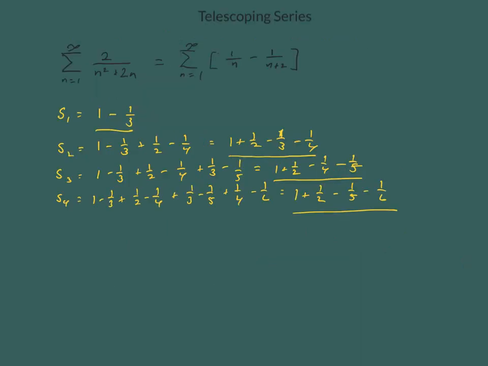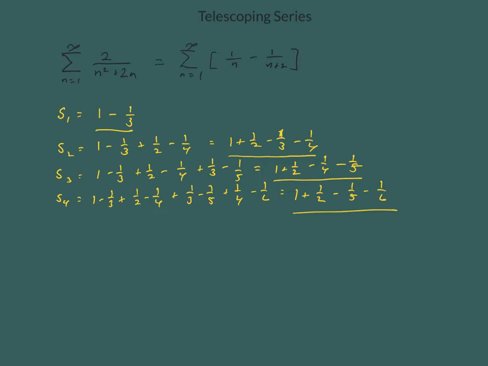Now, here's another series. This one is called a telescoping series, and you'll see why in a second. We start out with the given series, the sum from n equals 1 to infinity of 2 over n squared plus 2n. With this particular series, I can use partial fraction decomposition and rewrite it in this form.